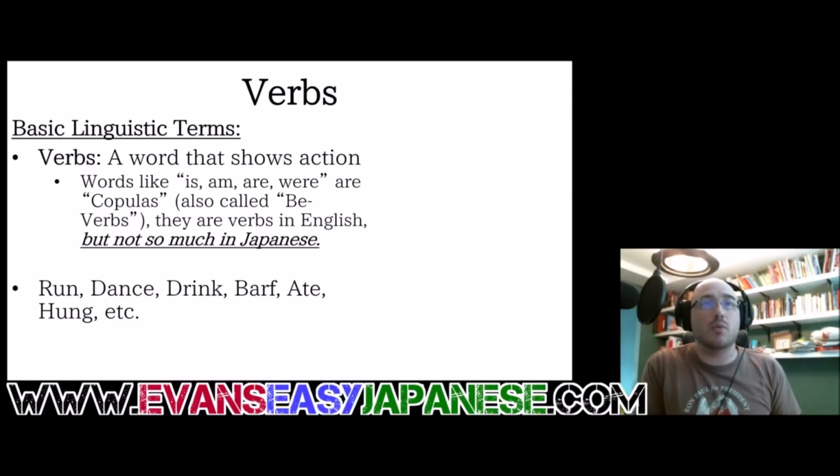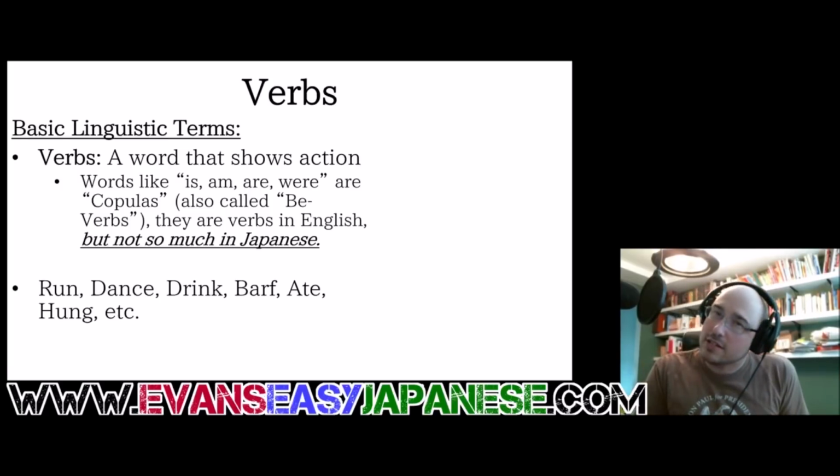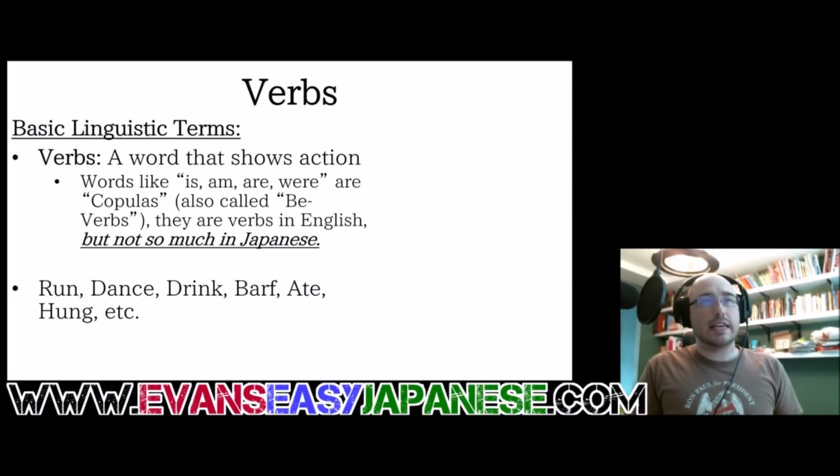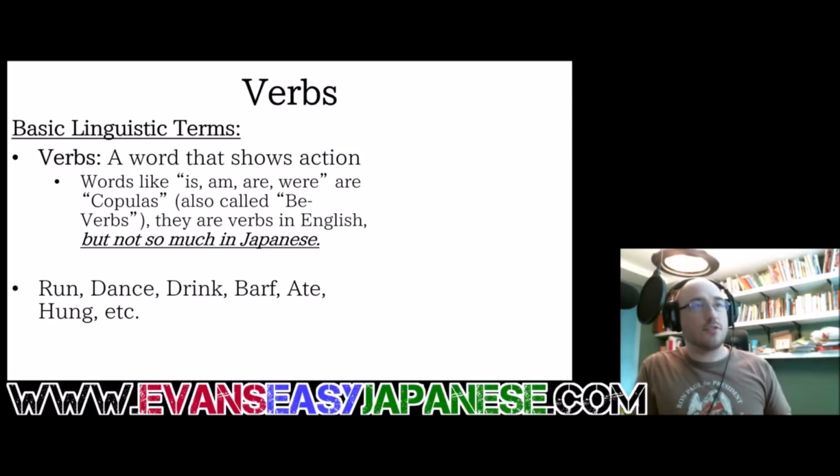When you're learning English, we generally call them be verbs because is, am, are, were, was, all those things are also the same thing as I will be. So be is the actual base of all those words. Anyway, they're called base verbs. They don't really show an action. They connect things together, and thus in English, they're verbs, but as we're going to see in the future, they're not so much a verb in Japanese.